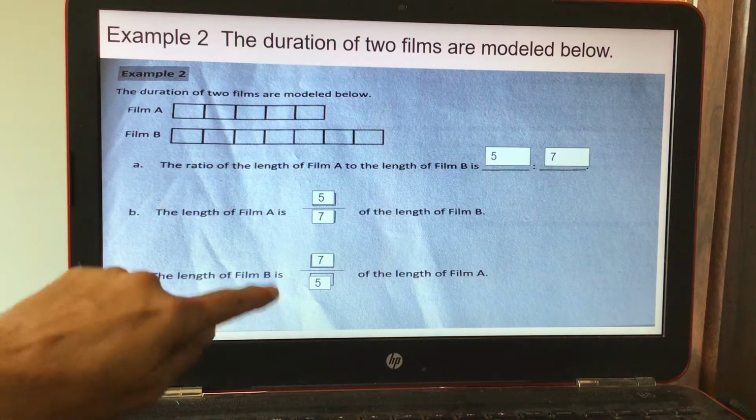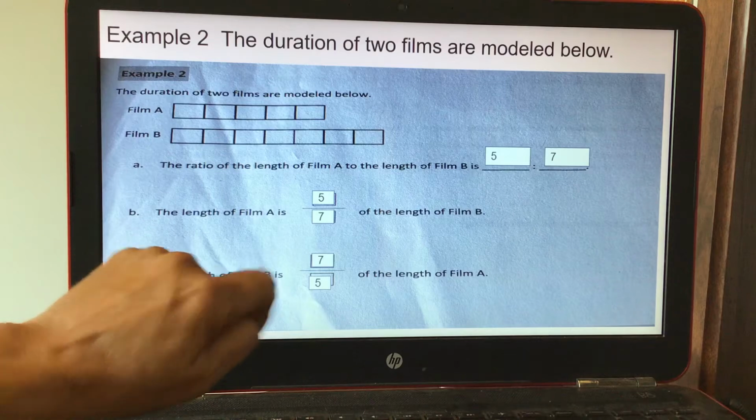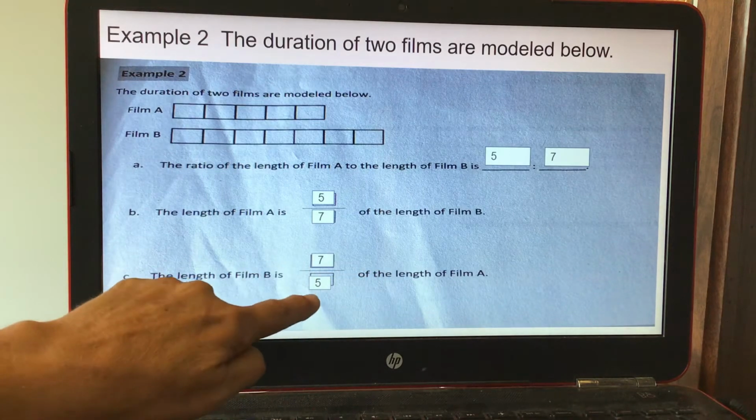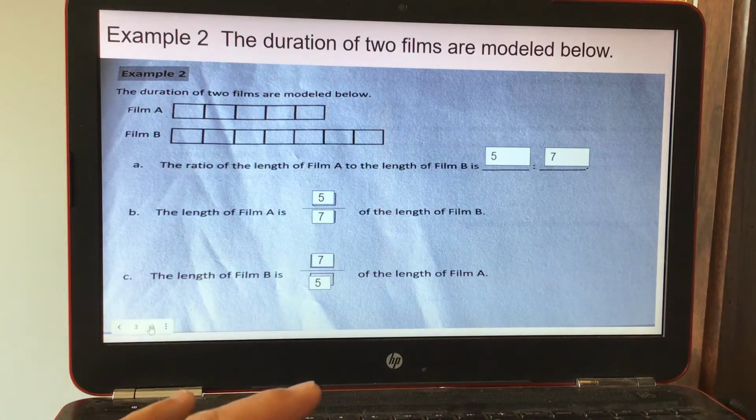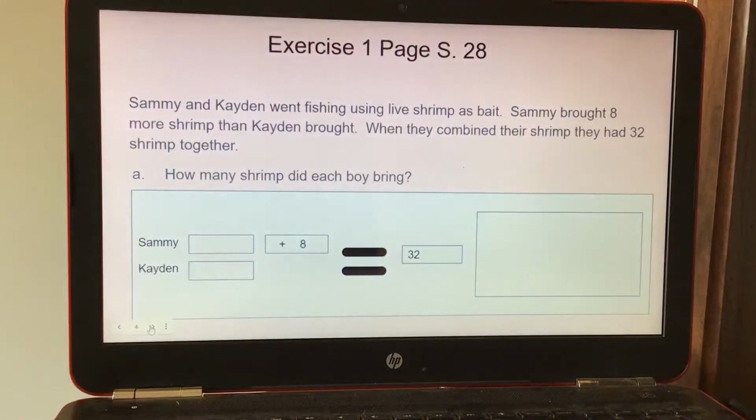C, the length of film B, which is 7, goes on top now, the numerator, of the length of film A. So A would be your denominator. I'm sorry, 5. So it'd be 5. Okay, this is page 28.